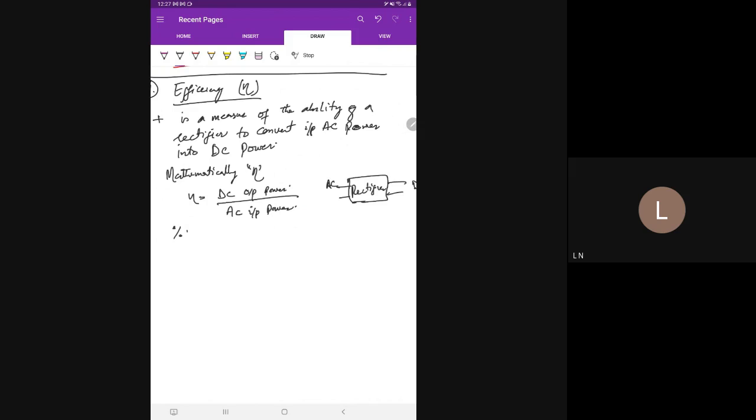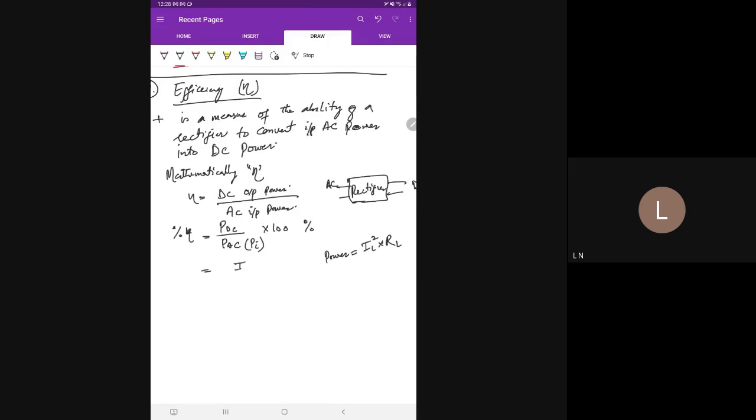Okay. So in terms of percentage, it will be PDC divided by PAC, which is P input power, into 100, and that will be efficiency in percents. What is PDC equal to? Now see, power is equal to I square into R. Power delivered to the load is load current square into load resistance.